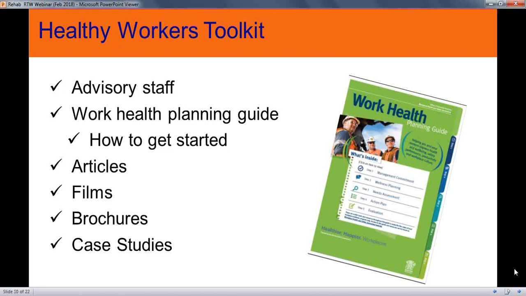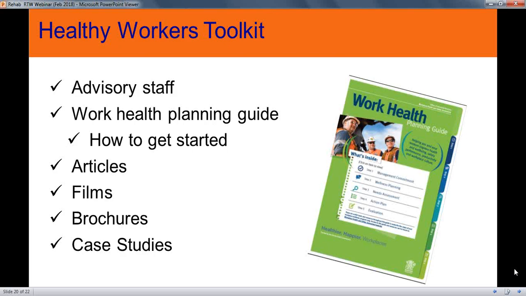and the Healthy Workers Toolkit, which is part of that. It's made up of a wide range of evidence-based resources to assist you in improving health and wellbeing at the workplace. There's a planning guide, which you see a picture of on the screen, which outlines how to get started, including a 5-step framework to implementing a health and wellbeing program.